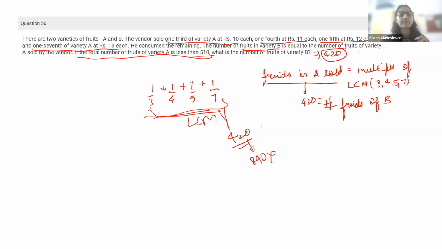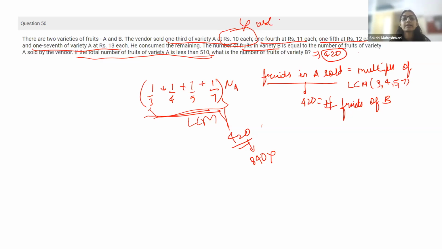I'll repeat once. See, the vendor sold 1/3, 1/4, 1/5, and 1/7 of the total number of fruits in category A. And how much for them he sold is not relevant here. You need to filter out the unimportant information from the question. This is very, very important. This is of no use.